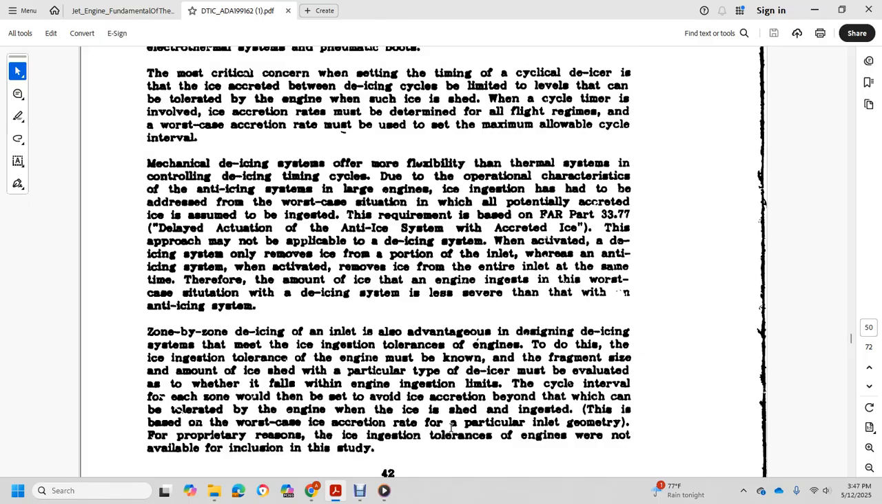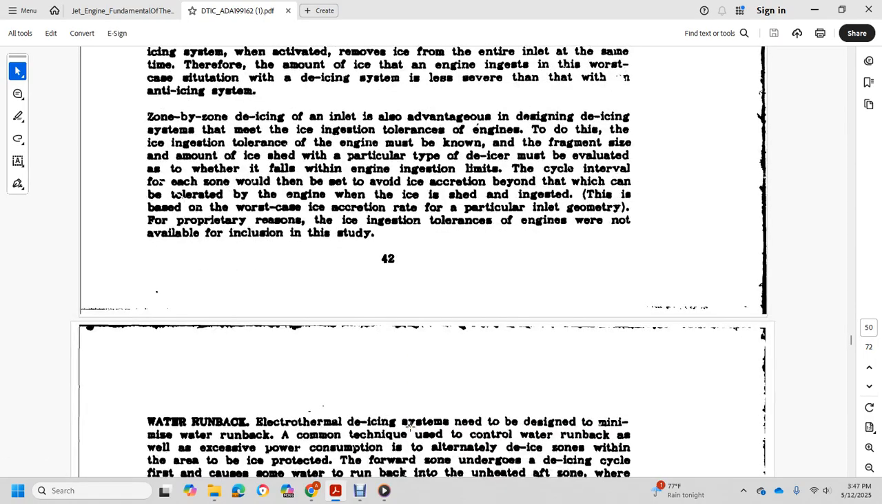The zone-by-zone de-icing advantage of the de-icing system must meet the ice ingestion tolerance of the engine. To do this, the engine's ice ingestion tolerance must be known, with the fragment size and amount of ice shed. Each particle shed by the de-icer must be evaluated to see whether it falls within the engine ingestion limit. The cycle interval for each zone will be set to avoid accretions beyond those tolerated by the engine with the ice shed and ingested. This is based on the worst-case accretion rate and particular inlet geometry. Proprietary ice ingestion tolerance data of the engine were not available for inclusion in the study.